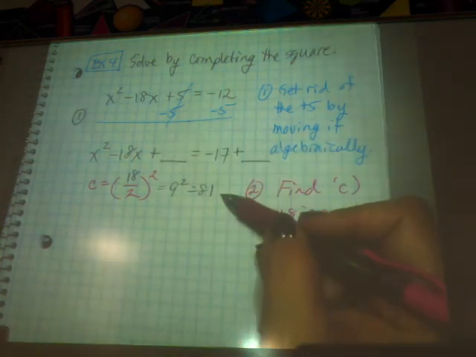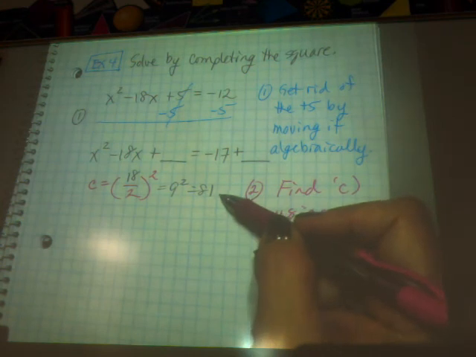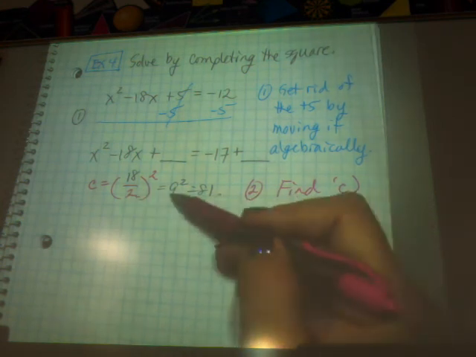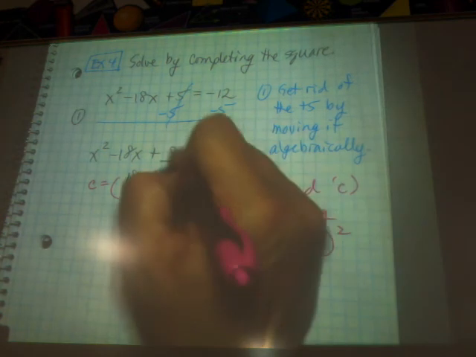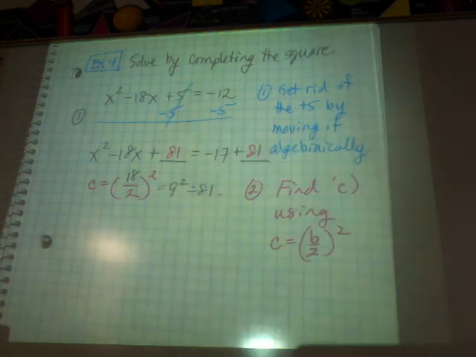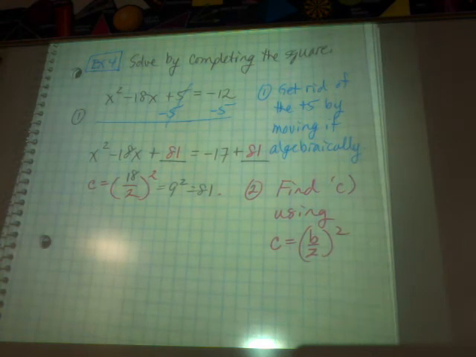So, did you get 81? Right? 18 divided by 2 is 9. 9 squared is 81. So we're going to add a positive 81 to both sides. That maintains the equality of both sides. And now because I have found c, I don't have to test it. I know I have a perfect square trinomial because I found c. So I've created a perfect square trinomial.